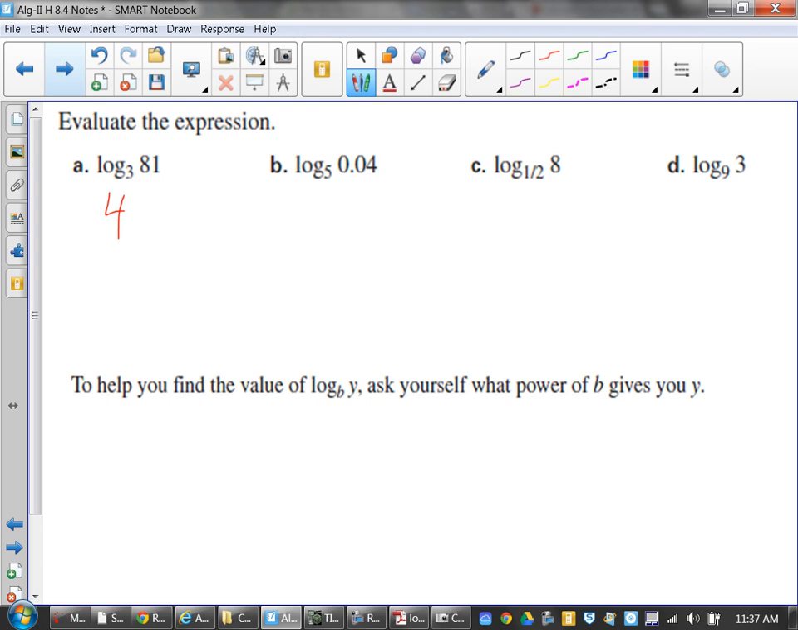Now, the next one is a little bit trickier. It's the log base 5 of 4 hundredths. What is that as a fraction? It's 4 over 100, which is 1/25. So it's log base 5 of 1/25. 5 to what power is 1/25? Negative 2. Very good.